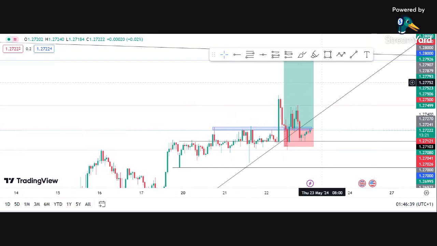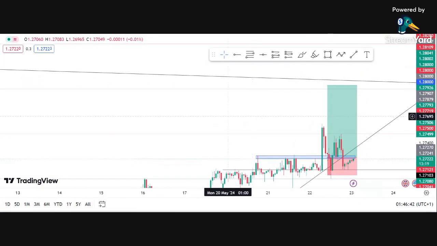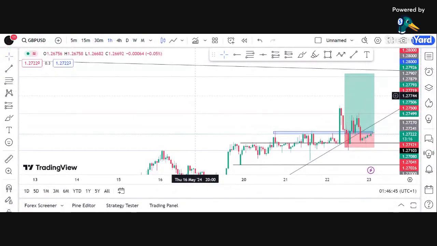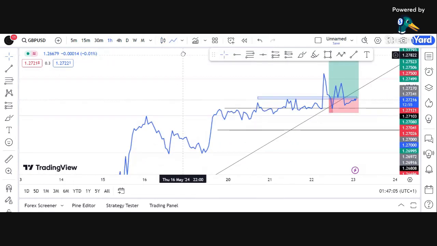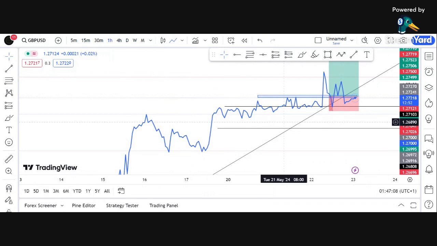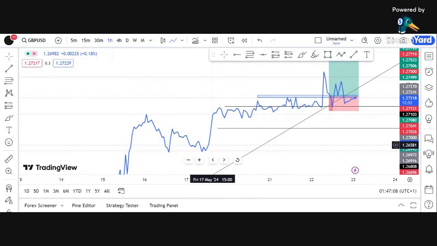So what do we mean by candlestick charts? We have different kinds of charts, and you can change it here. You can see we have different kinds of chart styles. We have the candlestick chart, the bar chart, and the line chart. This is the line chart. It is represented just with a line. You can see how the line moves on those psychological levels. That is how the line chart works.